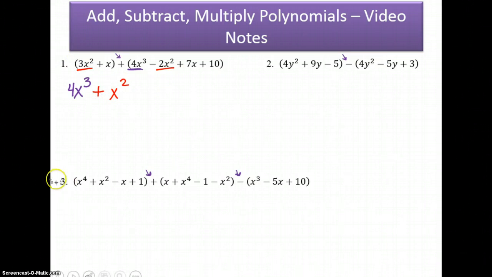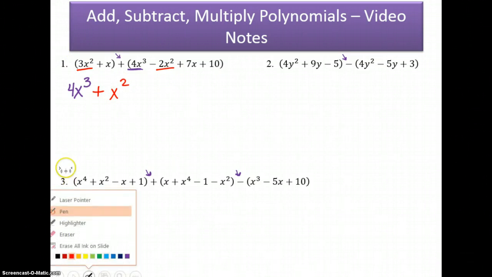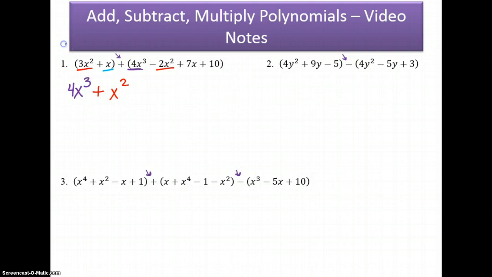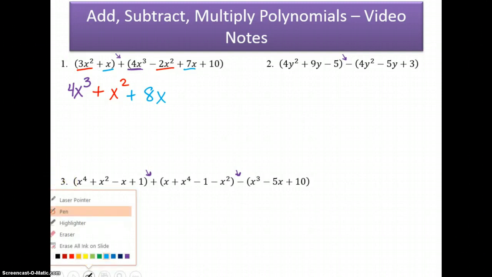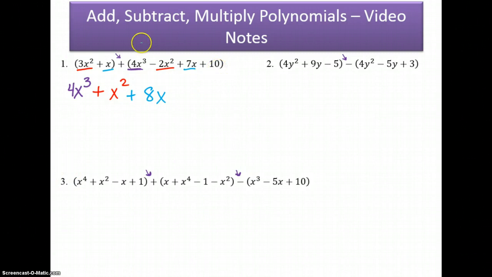Okay, working our way down, we're now going to look for the x values. So here we have x plus 7x for a total of 8x. So plus 8x. And now we are going to look at our numbers, our constants with no x variables. And that's going to be plus 10, a positive 10. And we are finished. Those are not like terms. They cannot be combined together at all.